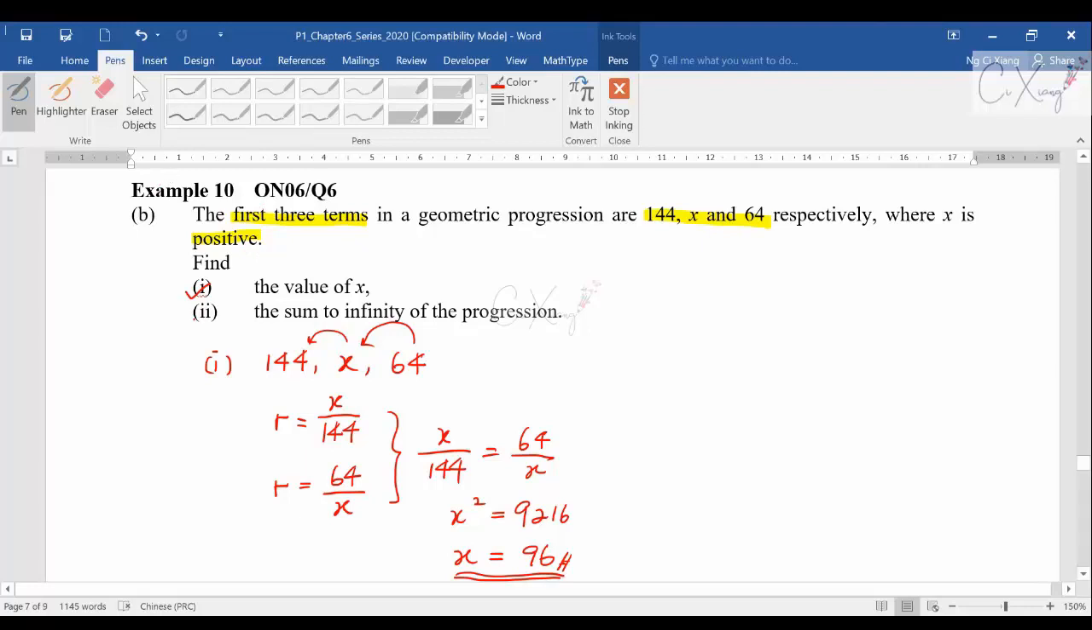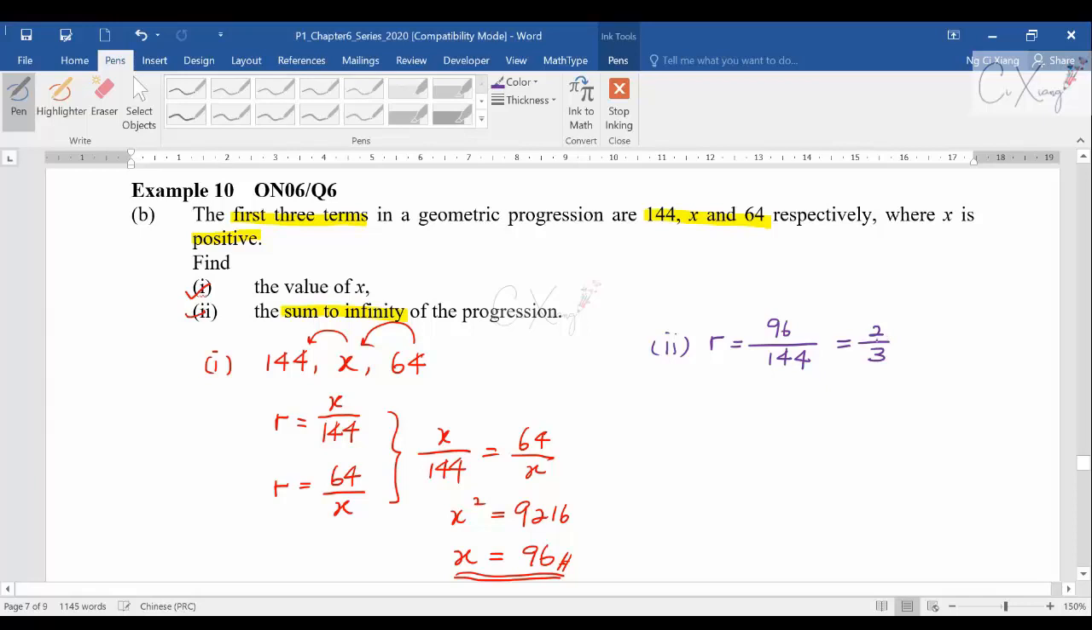Alright, then now we proceed to part number 2. They want you to find the sum to infinity of the progression. Before you find the sum to infinity, first please try to get the value of r. So what is the value of r? Just now you know already, it's x divided by 144. Therefore, it is 96 divided by 144. So what do you get here? You should get 2 over 3.